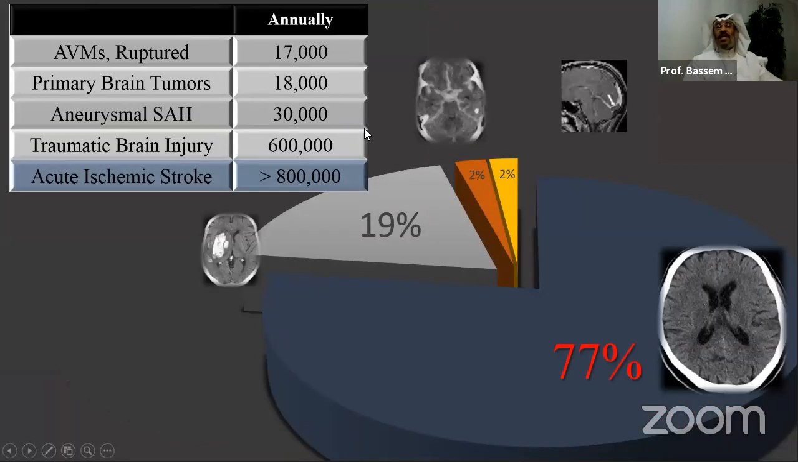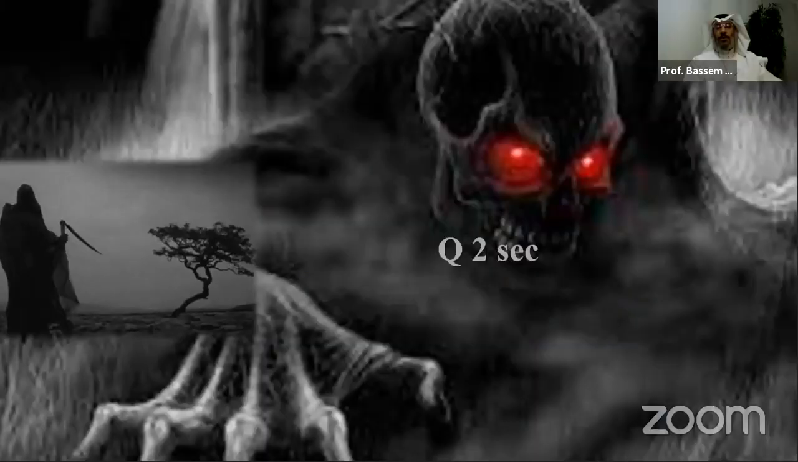Now, imagine that in a given nation, acute ischemic stroke outnumbers all other neurovascular pathology, and this gives you an idea about the importance of its management. The World Health Organization has announced that every 2 seconds, a victim is announced to have a stroke. Out of these, every 6 seconds, a victim is announced as dead. This gives you the magnitude of the problem in a given society.